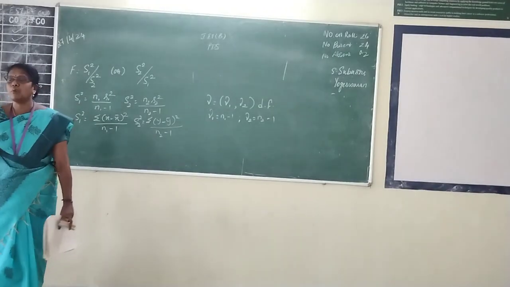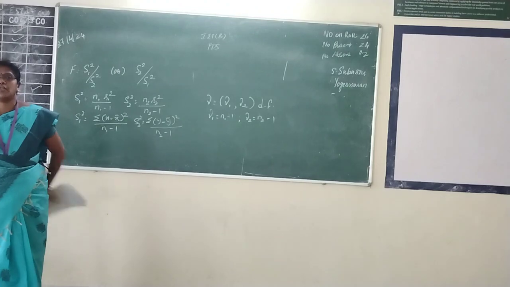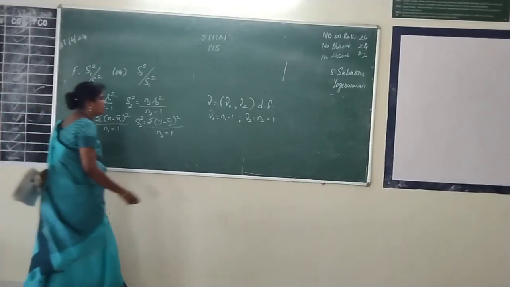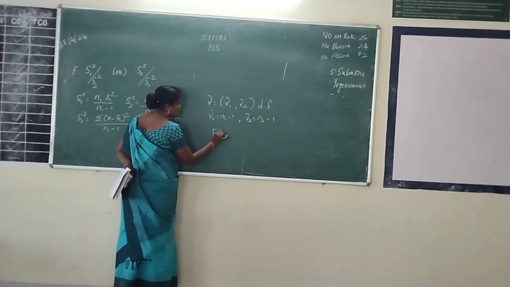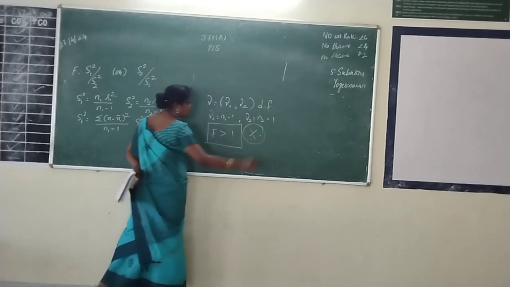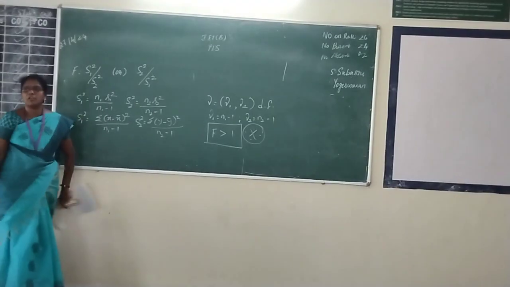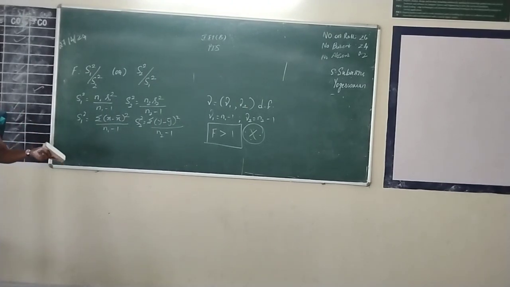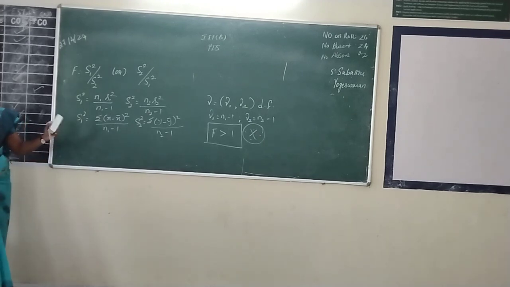Make a very important note. Always F is greater than 1. This is a very important point to remember when you solve with the F distribution. You are going to use the F distribution in your last unit too. So this point is very important. Always the F ratio should be greater than 1.